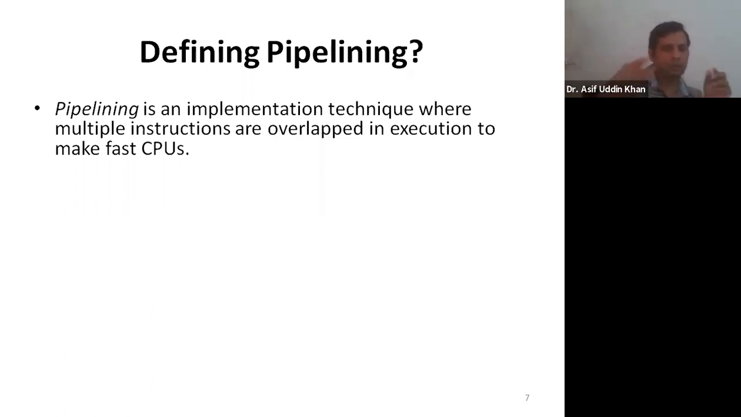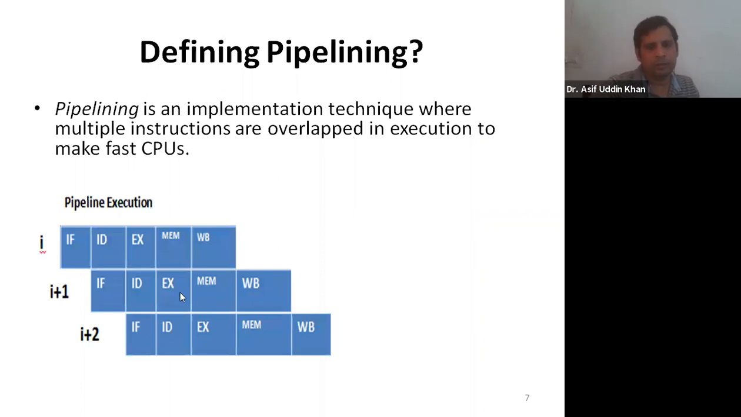That means one instruction can be in the IF stage, and another instruction can be in the ID stage. The third instruction can be in the EX stage, the fourth instruction can be in the MEM stage, and the fifth instruction can be in the WB stage. So 5 instructions can be overlapped in the execution. This technique is known as pipelining. Pipelining is an implementation technique where multiple instructions are overlapped in execution to make a fast CPU.